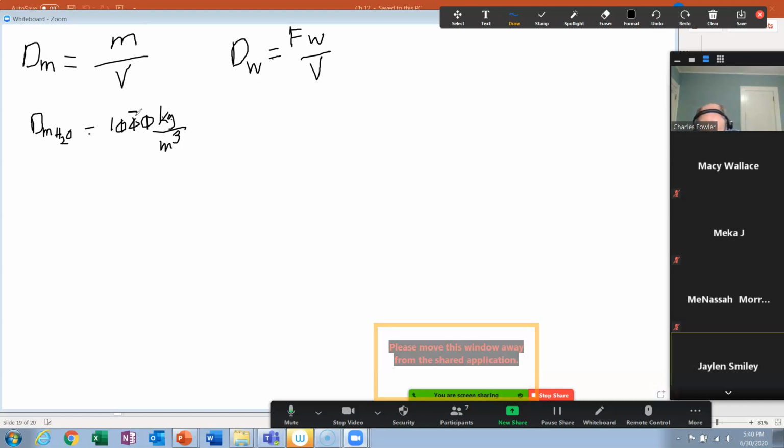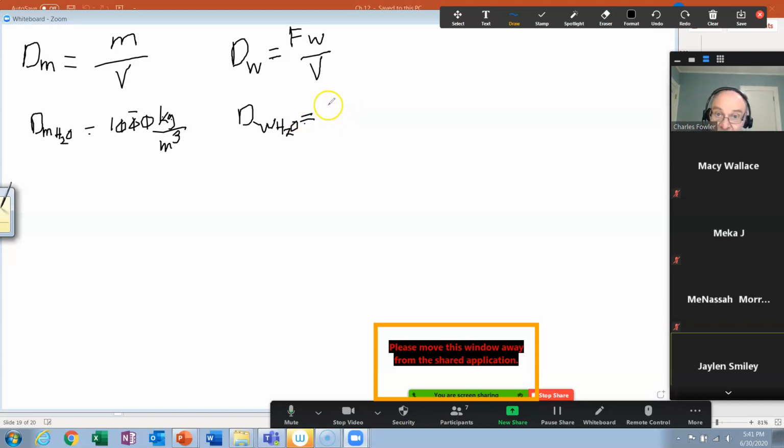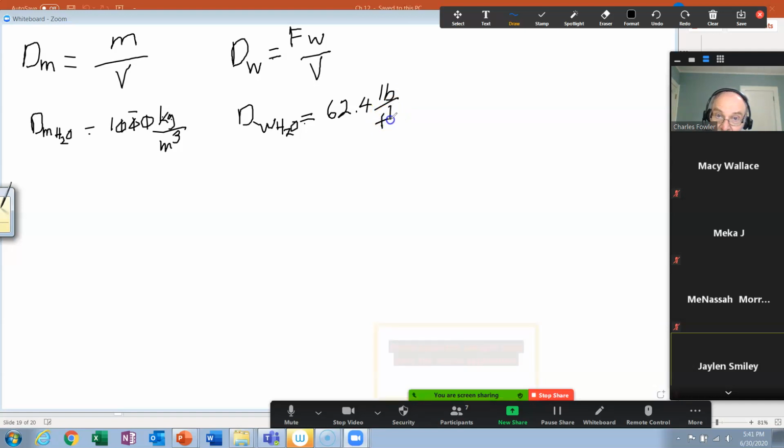Now, a cubic meter of water has a mass of 1,000 kilograms or 1 metric ton. The weight density of water, that's D sub W over here, would be 62.4 pounds per cubic foot. Sorry, that looks so ugly. Pounds per cubic foot. That is a cubic foot of water.